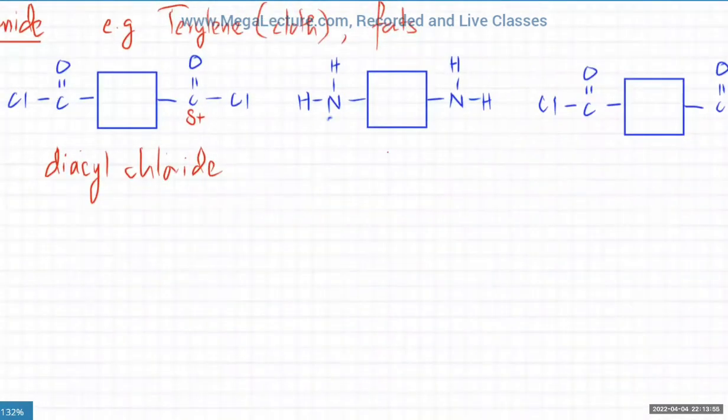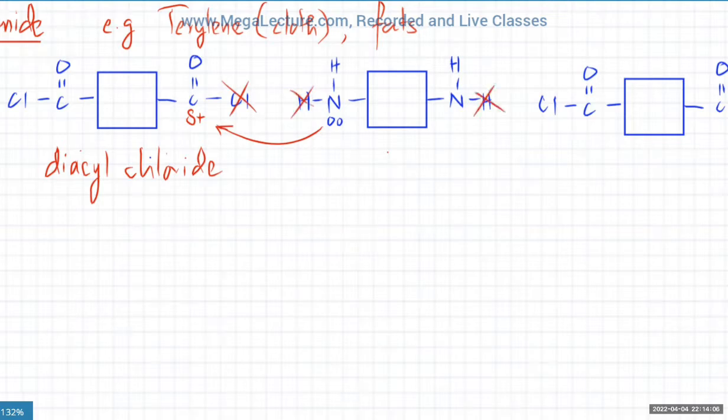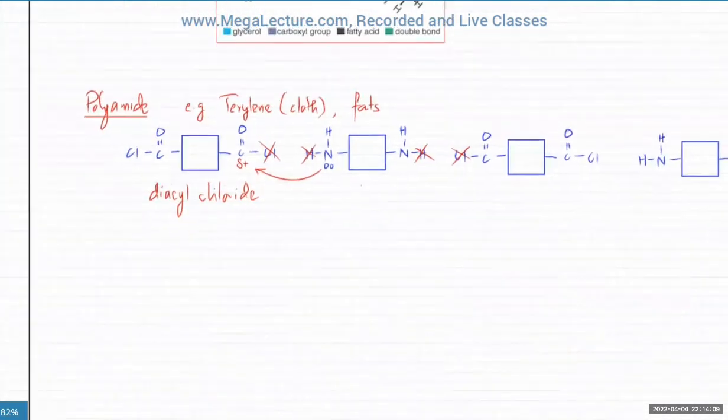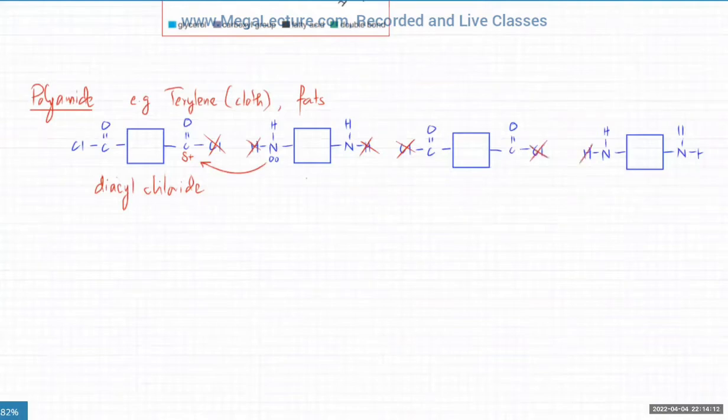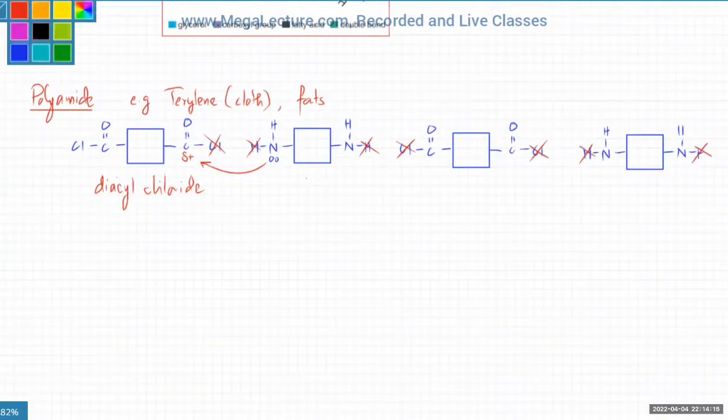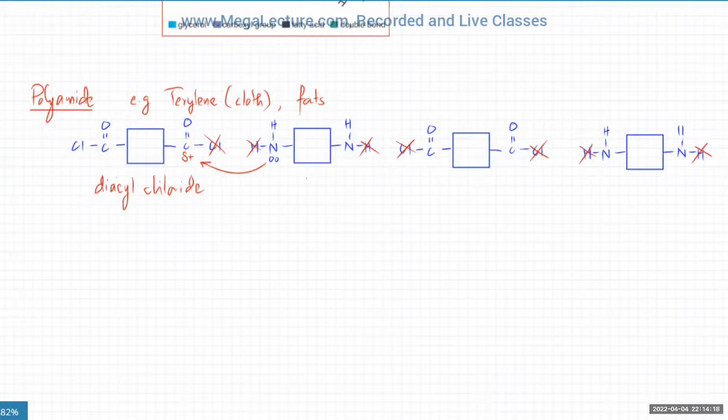The lone pairs on N are going to be attracted very strongly to the positive carbon over here, and you will have an elimination reaction. The Cl and the H will get removed everywhere. So the H at the end is also gone, and the Cl at this end is also gone. So this one over here is your diamine.